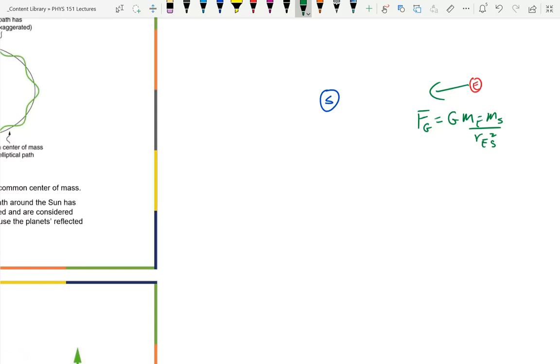So if the Earth is doing a perfectly circular orbit, then we know the sum of the forces toward the center must be mass times acceleration toward the center. What do we call the acceleration toward the center? And what's its value? Acceleration is v squared over R or omega squared R. So the sum of the forces toward the center must be mass times speed squared over radius. That radius is the same radius Earth to Sun, so I'm just going to drop the ES to make my writing less.